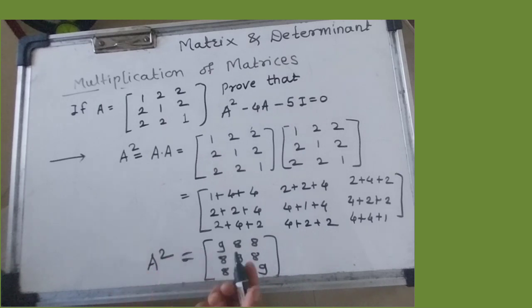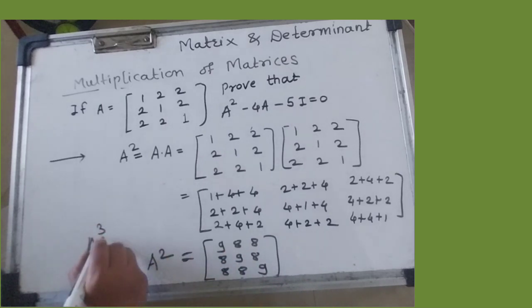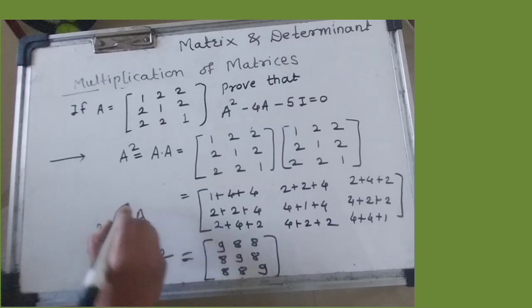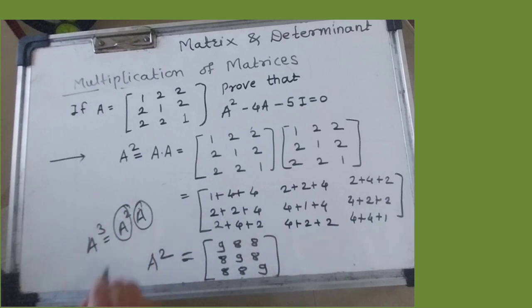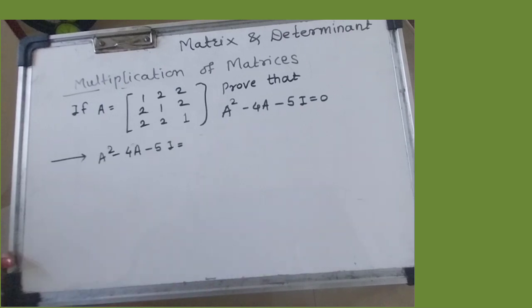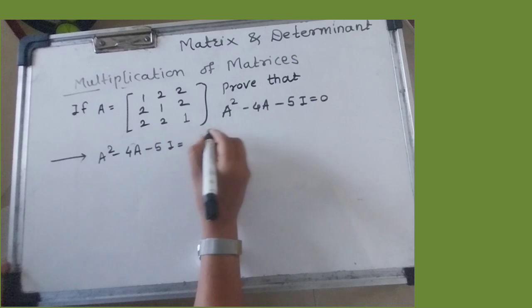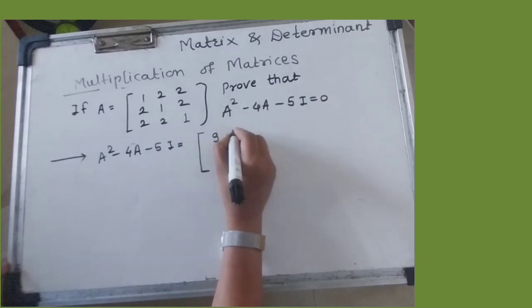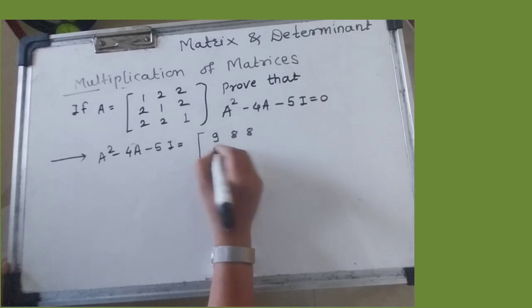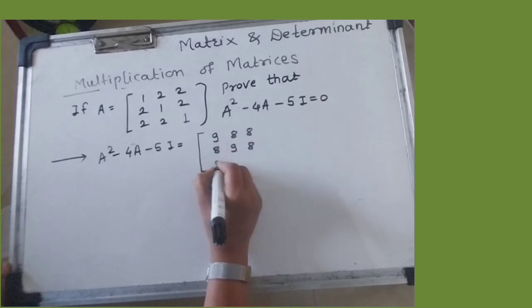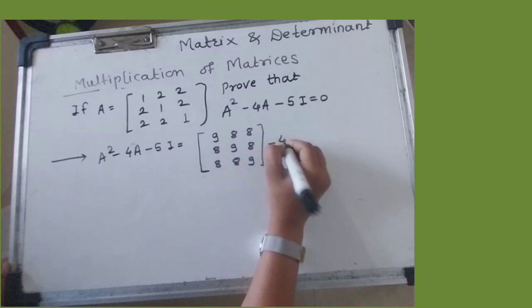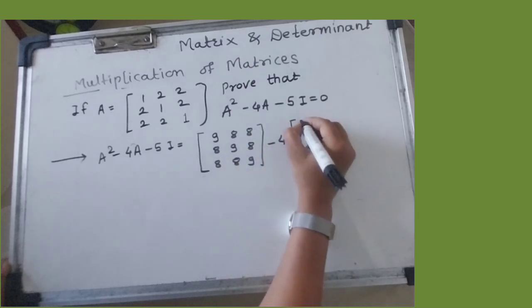Clear? If you want to find A cube, write it down A square into A. First find A square, then multiply it by A. Okay? Okay, now we have A square matrix. A square matrix is what? Is 9, 8, 8, 8, 9, 8, 8, 8, 9. Minus 4 into A. It is a scalar multiplication.